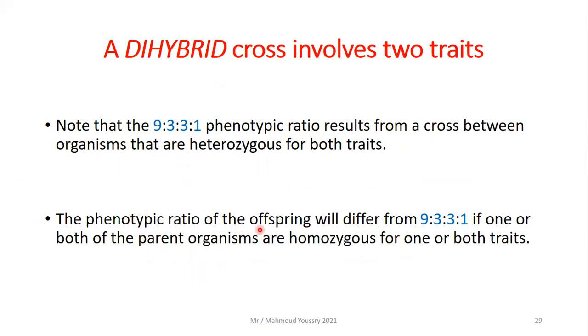The phenotypic ratio of the offspring will differ from 9:3:3:1 if one or both of the parent organisms are homozygous for one or both of the traits. So this phenotypic ratio is only for parents heterozygous for both traits.